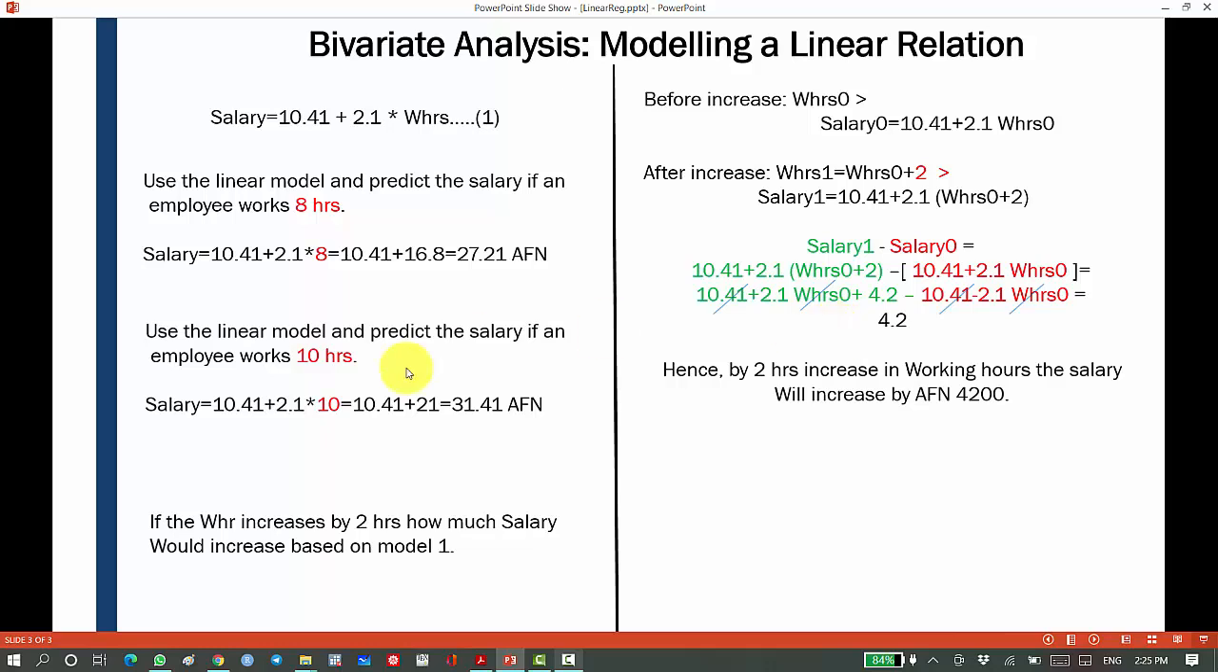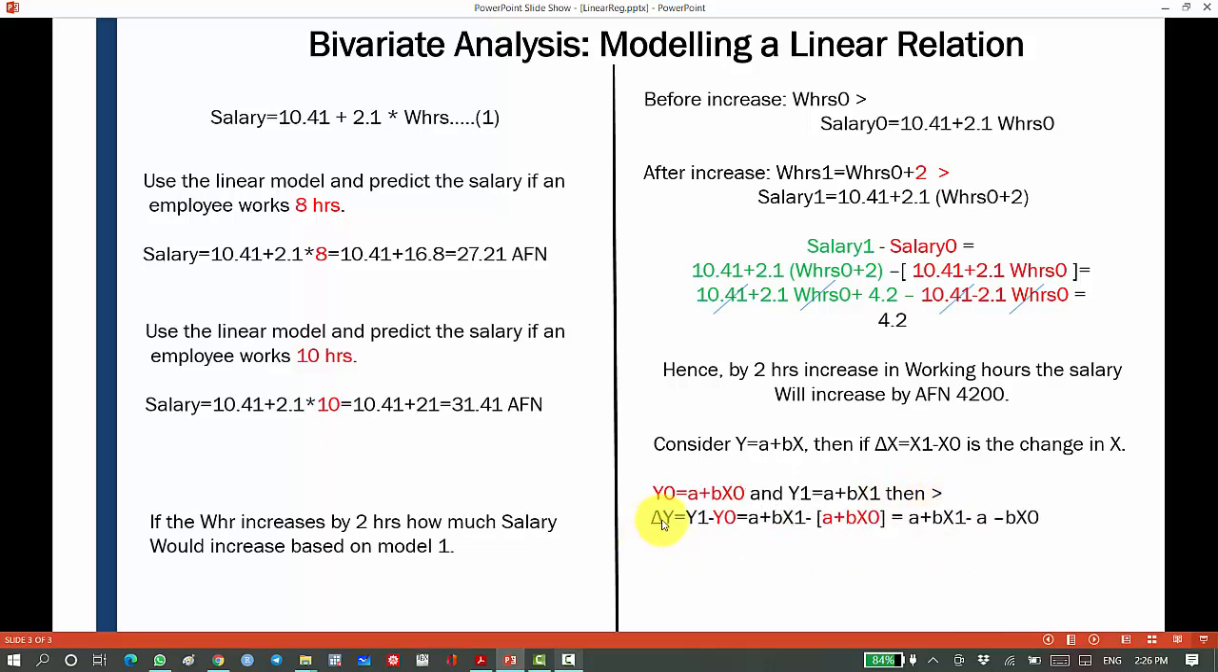We can find the corresponding change in salary, or in y in general, by a certain amount of change in the x variable by the following general formula. Consider y is equal to a plus bx is a linear model between y and x. Suppose that we have applied a change on x from x0 to x1 and denote y0 to be a plus bx0 and y1 to be a plus bx1. Then delta y, which is the difference of y, that is y1 minus y0, is nothing but a plus bx1, which is y1, minus a plus bx0, which is y0.